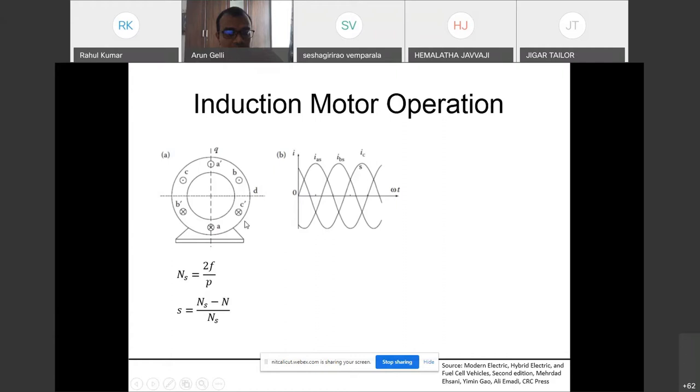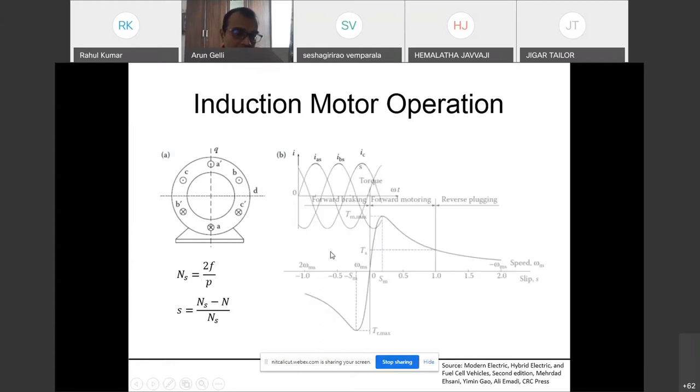And the synchronous speed is the speed at which the rotating magnetic field will be rotating inside the motor. Because of this induction principle, the motor rotor will be rotating at a slip speed, which is a little slower than the synchronous speed. And that is given by the formula (ns minus n) by ns.